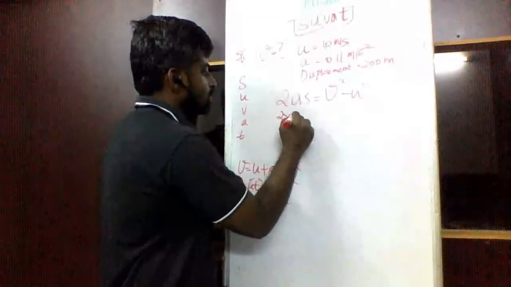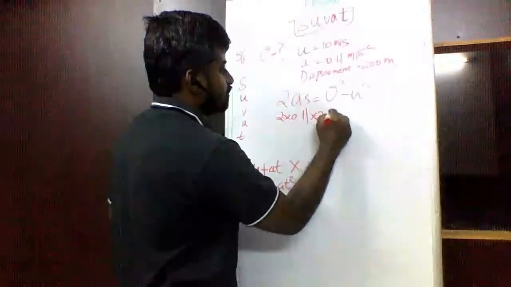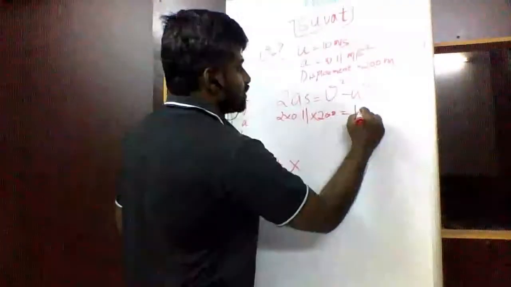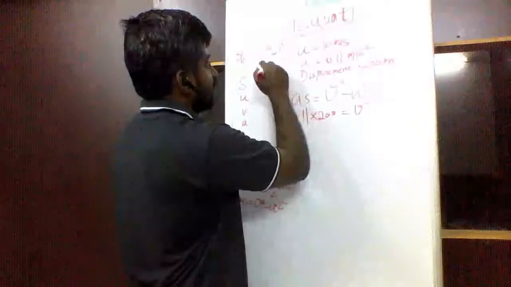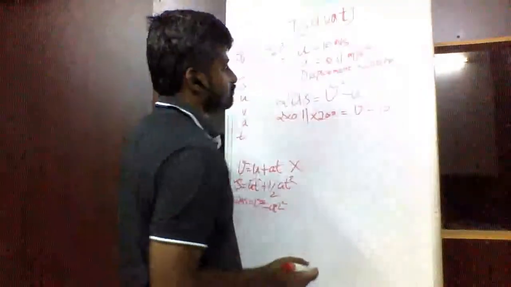2 into A. What is A? 0.11. What is S? 200 is equal to V square, that we have to find because final velocity we have to find, minus U square. What is U square? 10 square.